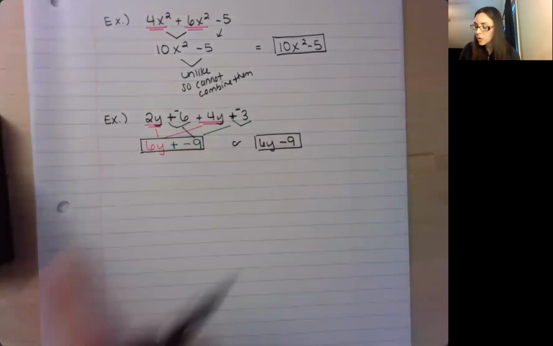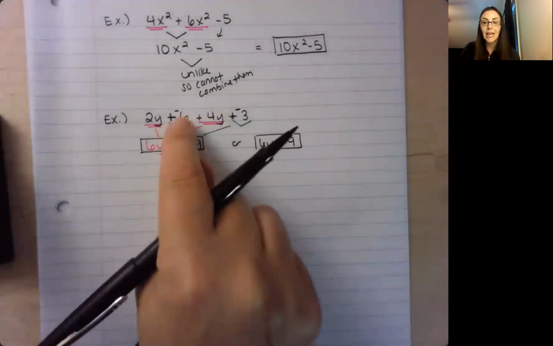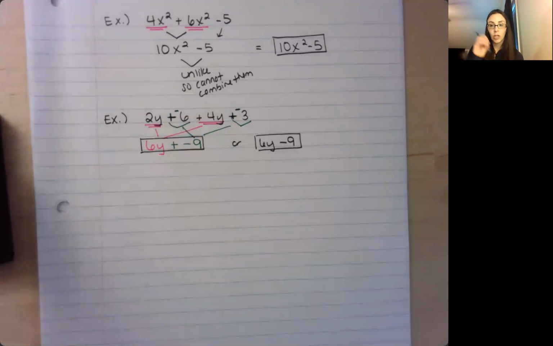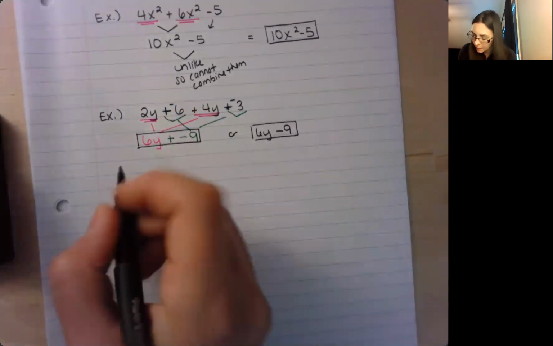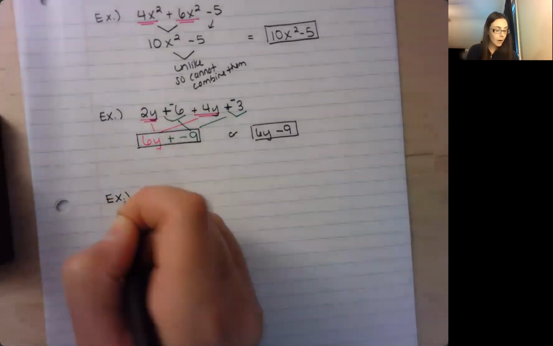Okay. But here's where students get mixed up. You need to watch your signs. If you see subtractions, change those over to addition and change the following sign. That's going to make things much, much easier for you. All right, let's do one more example here. And then we'll move on to some harder ones.